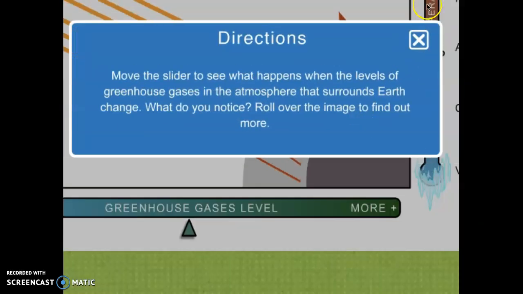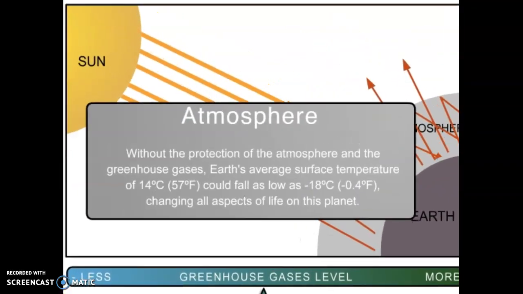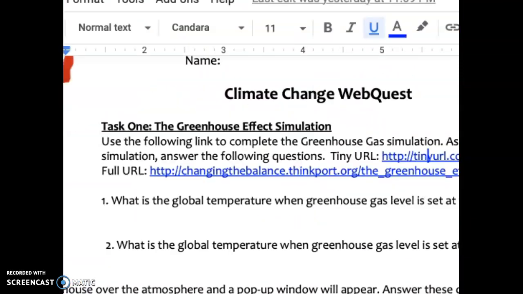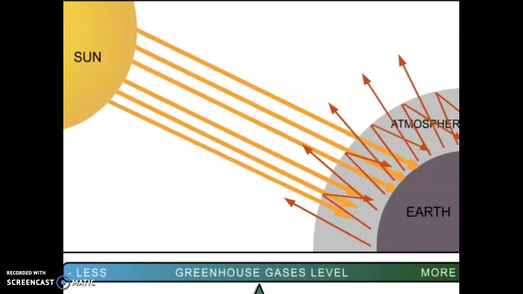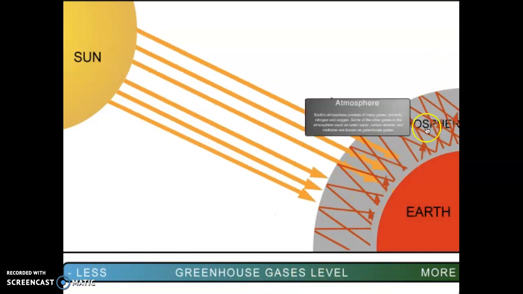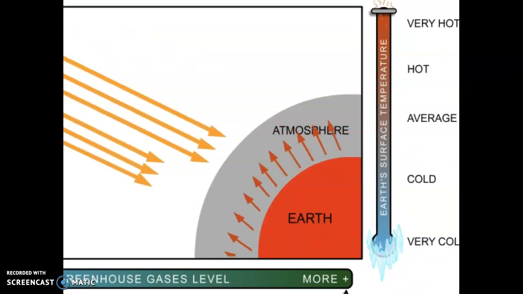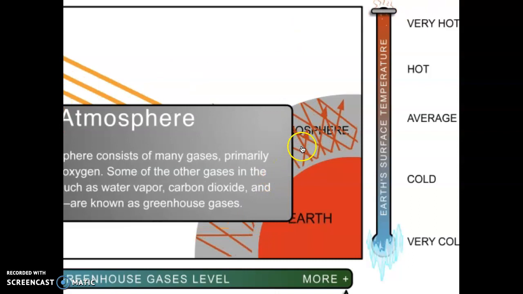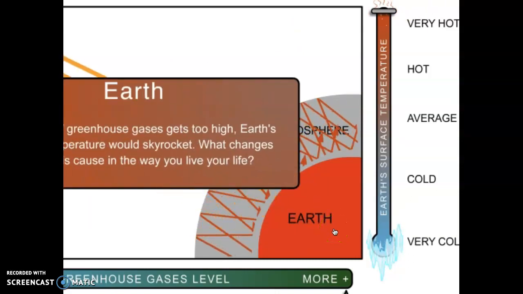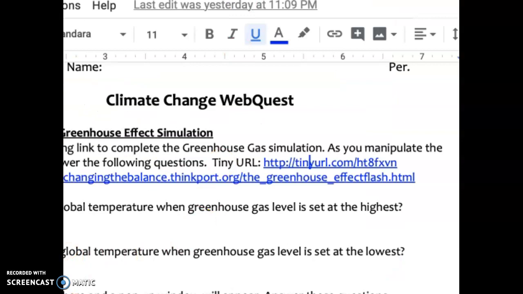You may be asked to use your Adobe Flash. If that's an issue, please let me know. The first question is actually asking what is the global temperature when greenhouse levels are set at their highest. So on this website, you would set the greenhouse levels on their highest, and you'll see that the temperature is much too hot. You'll be asked to hover your mouse over certain areas of this document to understand different parts, and then you'll just go through the first 4 questions.